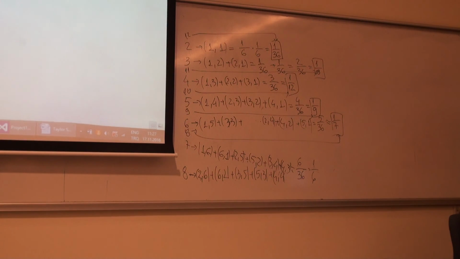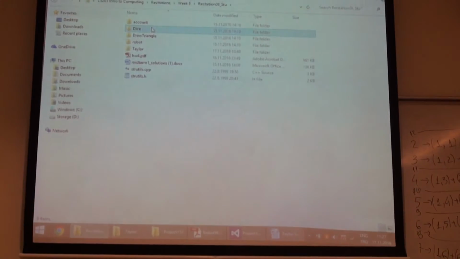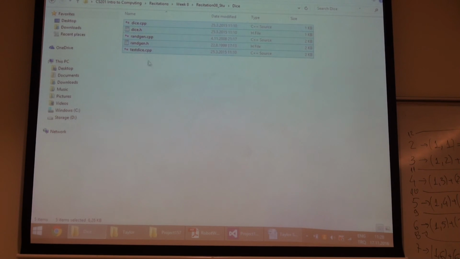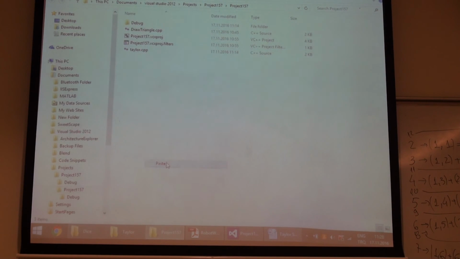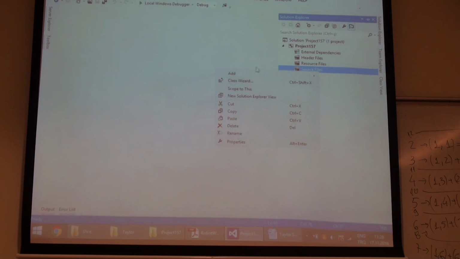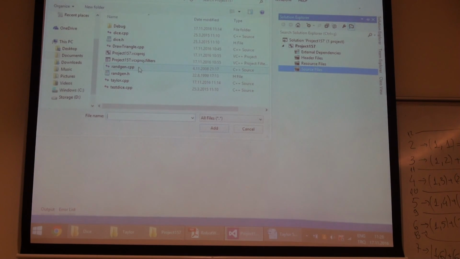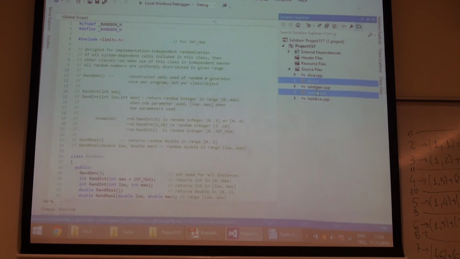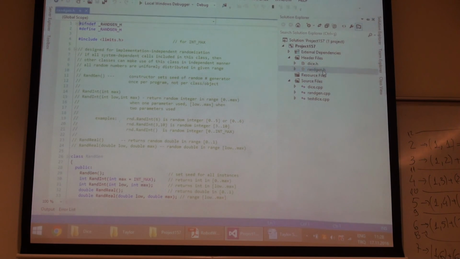Go to the dice example, and here we have 5 files. Copy and paste all of them and put them in your solution folder. Just add all of them. So we have the random generator CPP and the header. We have the dice header and the CPP, and test dice. We're going to see it later on. Just put the headers in the header section, and the dice files are okay.